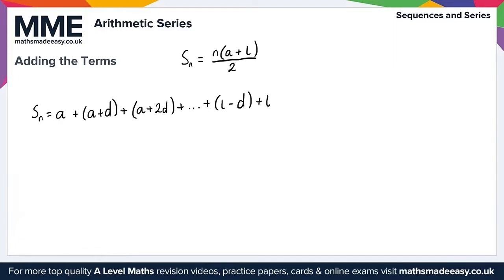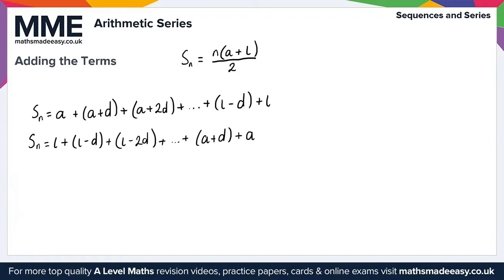And if we consider this series almost going backwards now, so S n again, but this time starting with the last term, we've got the last term l. Working backwards, my next term is plus l minus d, and then the next one would be plus l minus 2d. This would carry on all the way up to our penultimate term, a plus d, and then finally plus a.